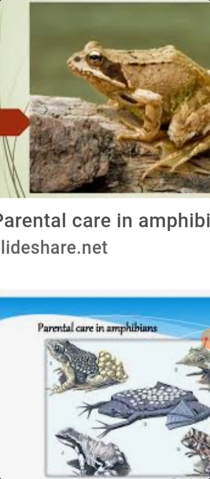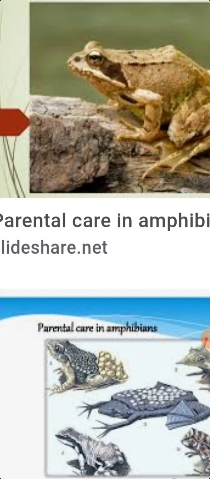In Rhinoderma, the male carries eggs in its vocal sacs. The female Ichthyophis, a caecilian (apoda), protects the eggs by coiling herself around the gelatinous egg mass in the burrow.